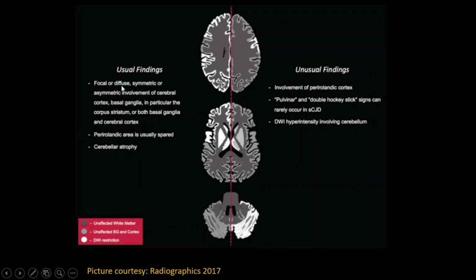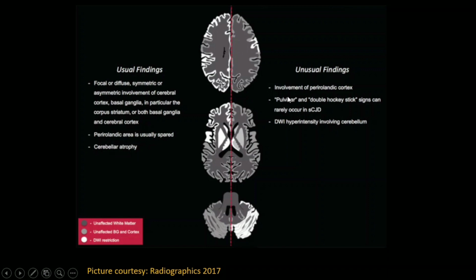The usual findings are focal or diffuse symmetrical or asymmetrical involvement of the cerebral cortex, basal ganglia, in particular the corpus striatum, or both basal ganglia and cerebral cortex. Perirolandic areas are usually spared and there may be cerebral atrophy.